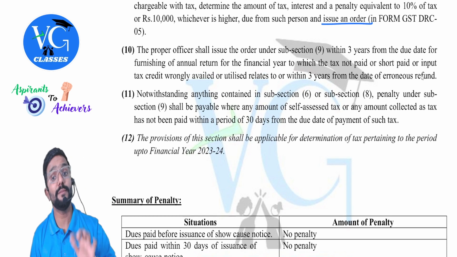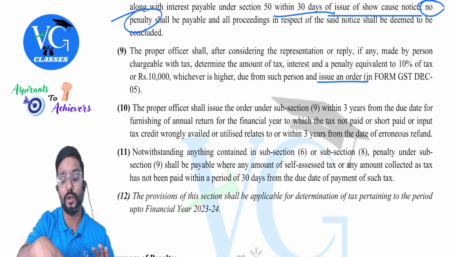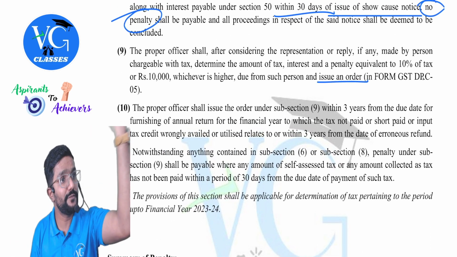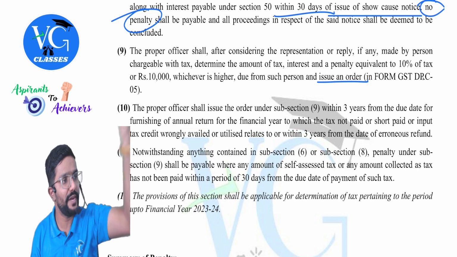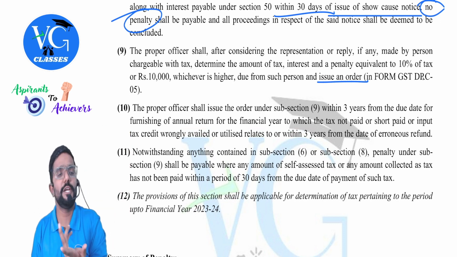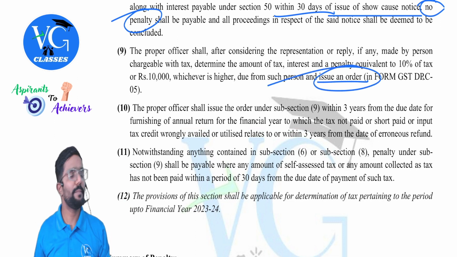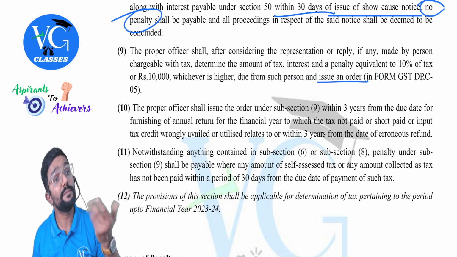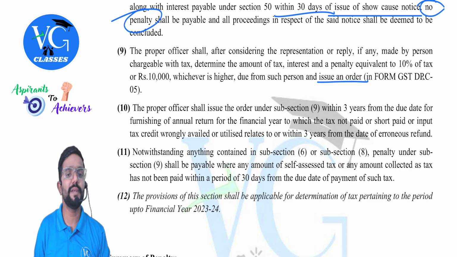Subsection 10. Sir, what is the time limit to pass this order? Subsection 9 told the proper officer, after giving notice or after giving statement, wait for a few days, a few months. If the registered person didn't pay, pass a final order. What is the time limit to pass this order? Within what time can it be passed?